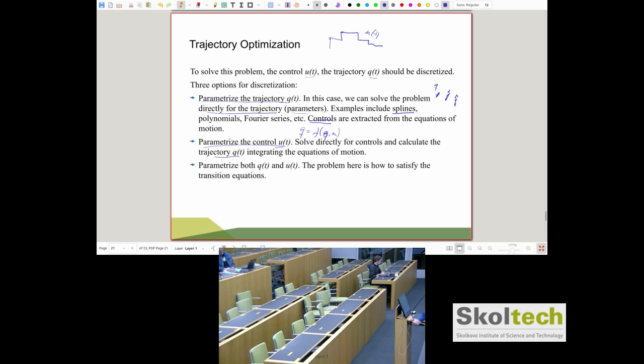Okay, so how can we calculate the trajectory? We just integrate these equations of motion. Okay, let's put it this way if you want.